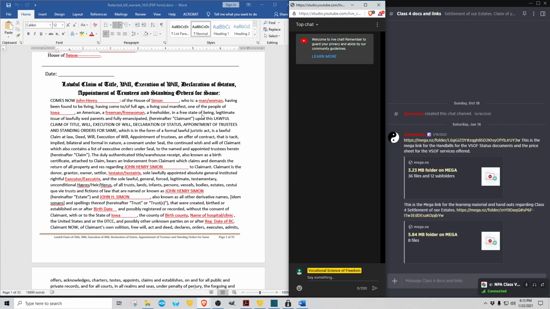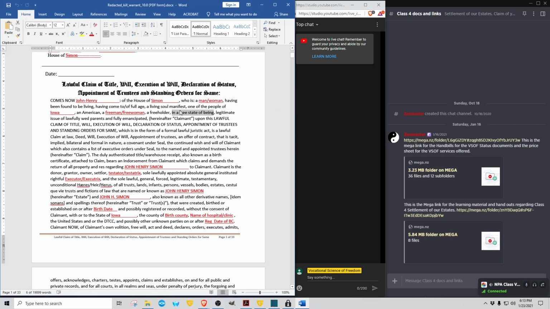In a free state of being, this is in reference to the Second Amendment also, because when it talks in the Second Amendment about the necessity of a free state, they're talking about a free state of being. They are not talking about New York, Pennsylvania, Massachusetts. Okay, they're talking about one's own free state of being. That's what the Second Amendment means. So that's why that's in there.